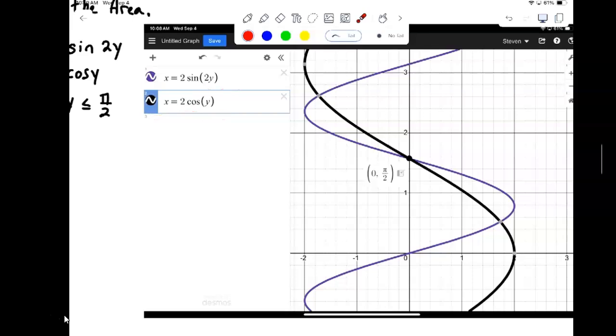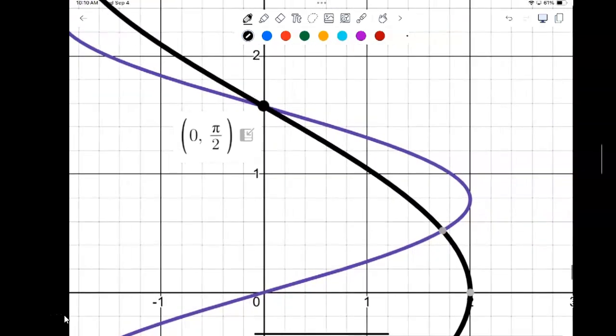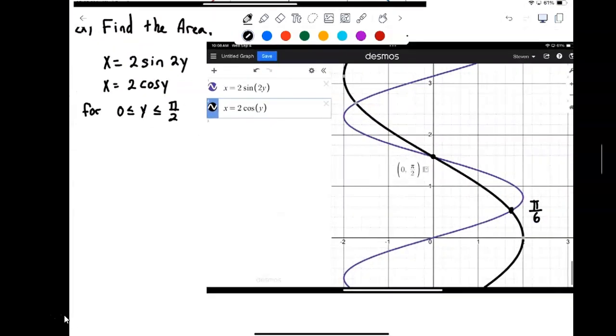And I can see here that my top function, the purple one here, is my sine of 2y, and then the black one here is my 2 cosine y. What I notice is they cross right here at pi over 2. They also cross at another point right here. This point is actually pi over 6. I can get that right off the graph, or I could set those two functions equal to each other and solve it that way. But it's a lot quicker to do it graphically.